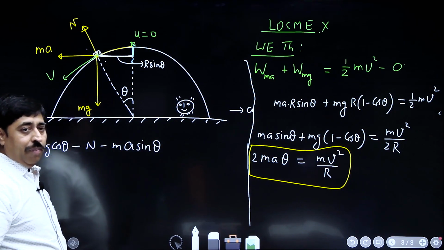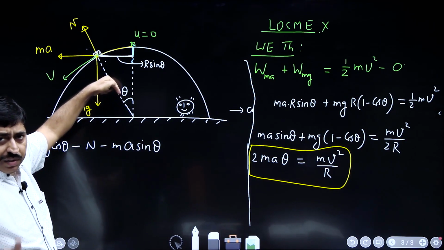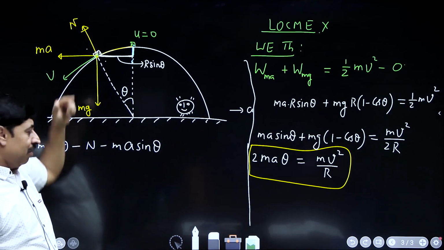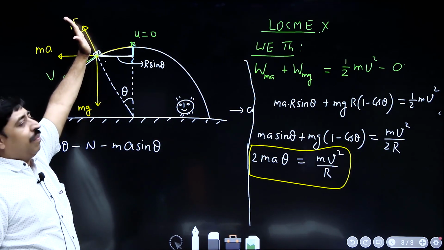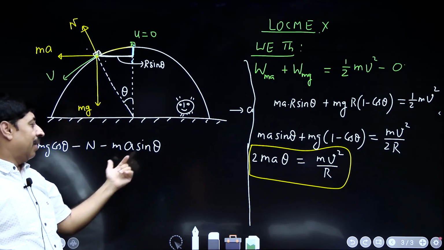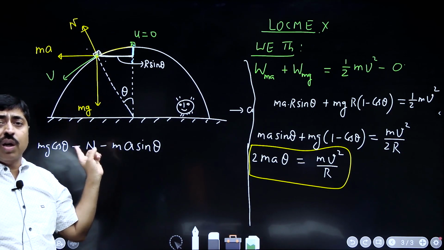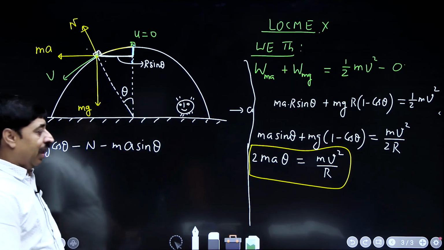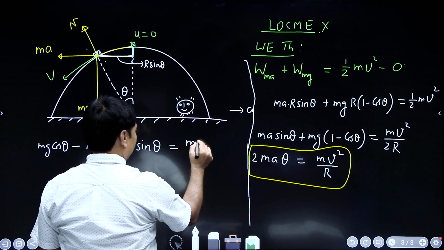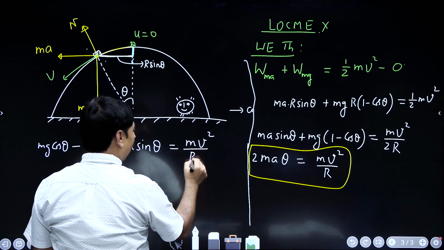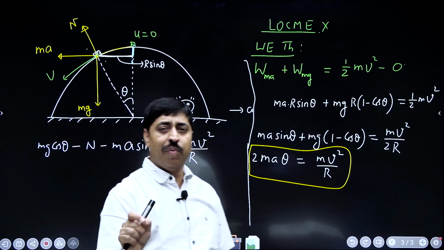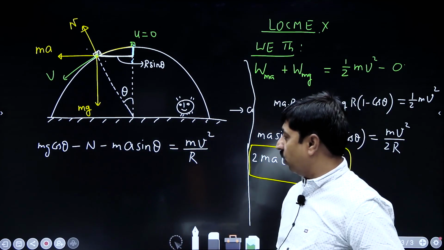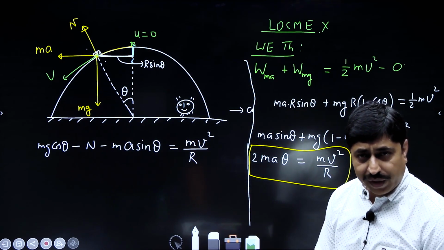Students, be very careful. mg has a component in this direction, mg cos theta. Normal reaction is in the opposite direction, so I will subtract. The component of ma is also in the opposite direction, so I have subtracted that. So, the net force acting on the block towards the center is this much, and this should be equal to mv square by r. We are assuming that the block is still on the hemisphere, still moving on the circular path, and has not left contact with it. So, this is the equation that we get.